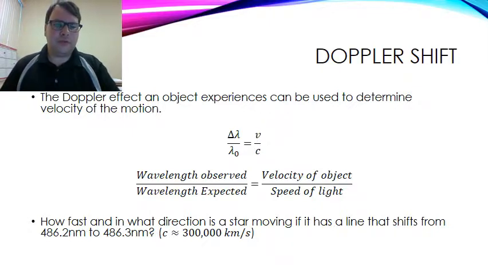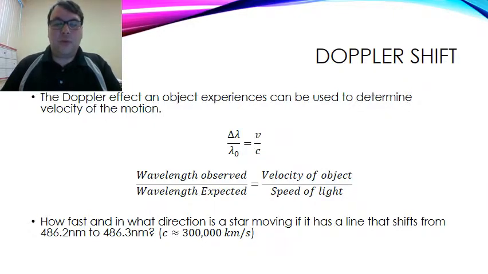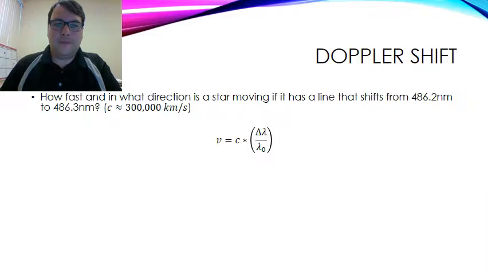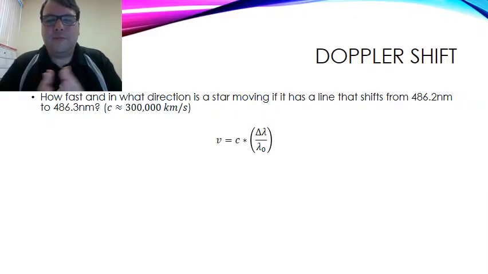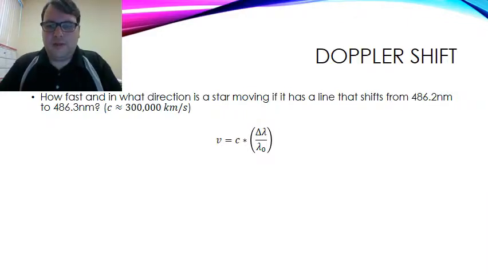So if I'm observing a star in astronomy, and I say, looking at this last question down here, how fast and in what direction is a star moving if it has a line that shifts from 486.2 nanometers to 486.3 nanometers? Well, let's try working this out. We're going to use the Doppler shift rules here. So, given this information, we're going to calculate velocity out of our relationship with Doppler shift.